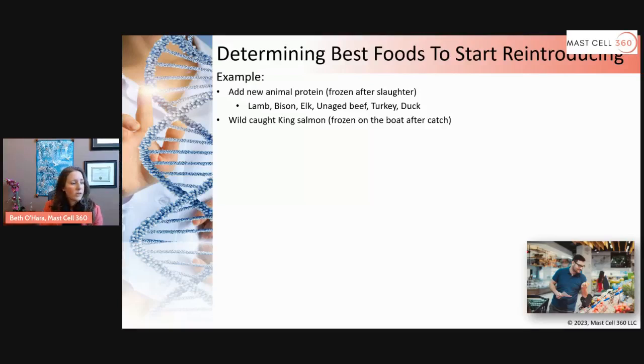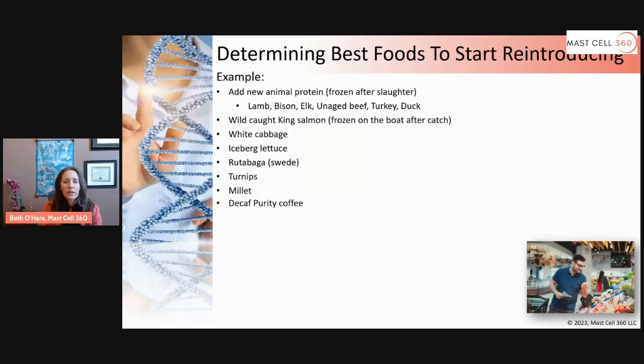Some other things that are low in all of these various things: there's white cabbage, iceberg lettuce, rutabaga, which is called swede in other parts of the world, turnips. So these are low histamine, oxalate, lectin, FODMAP, and salicylate.